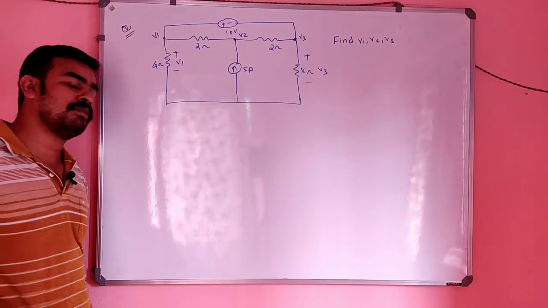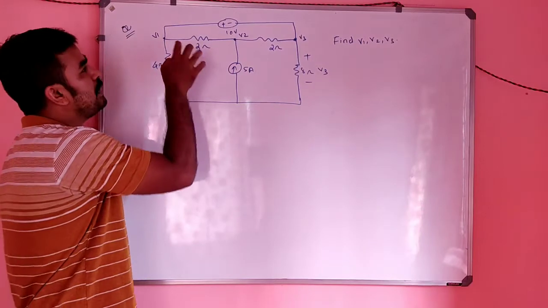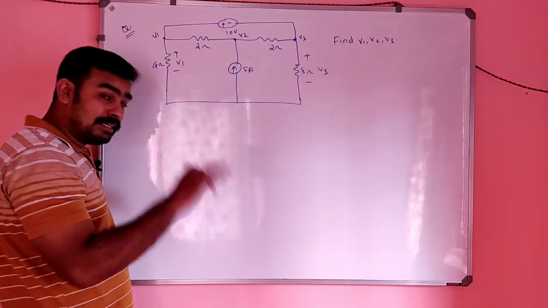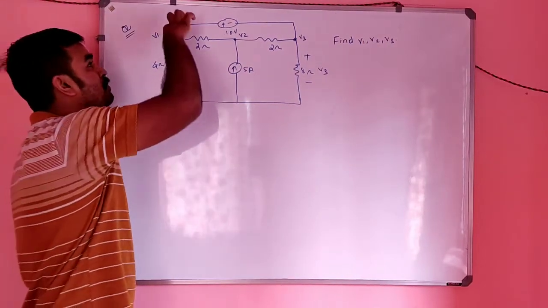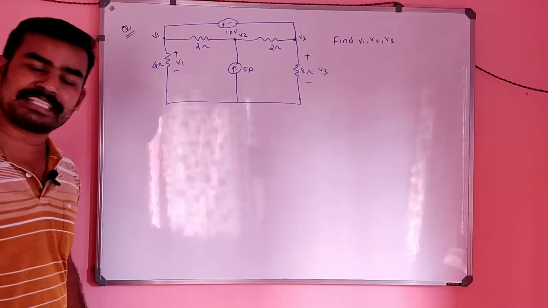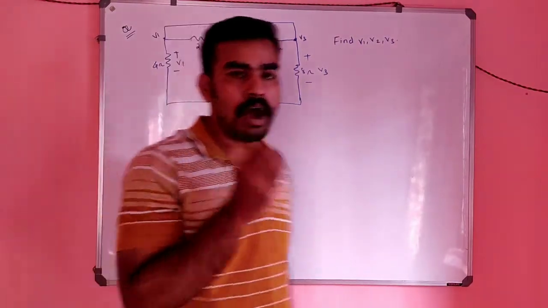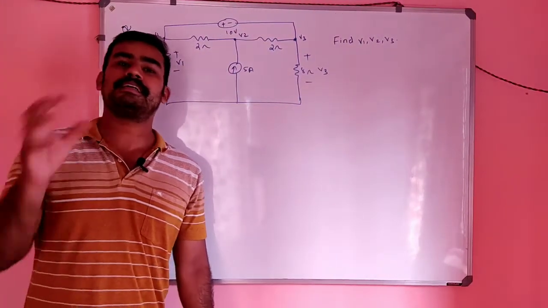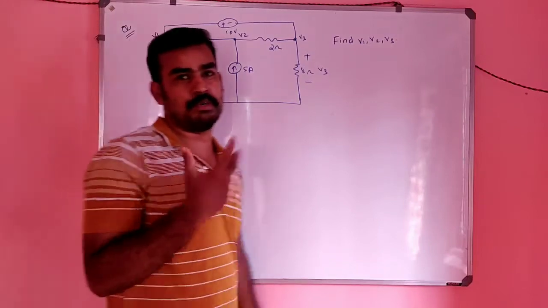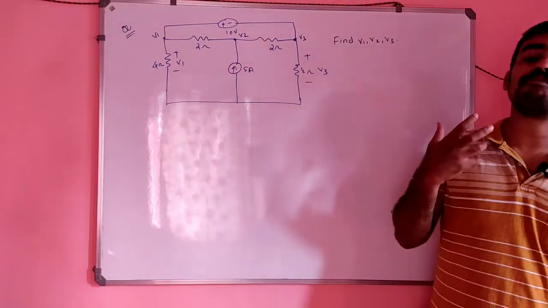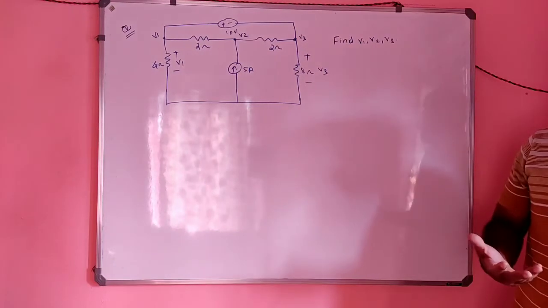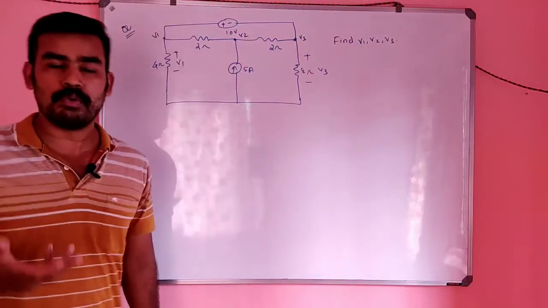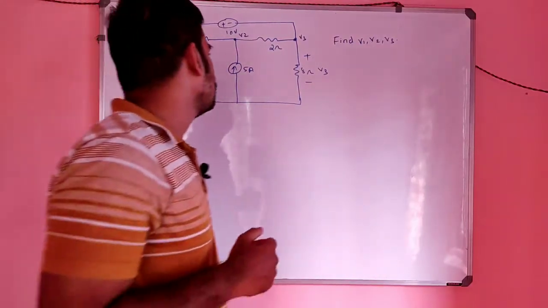It need not be in between V1 and V2, or in between V2 and V3. In between V1 and V3, if there is a voltage source, then that is also acceptable. The condition is simply that if we find a voltage source in between 2 nodes, then you can directly apply the super node concept.